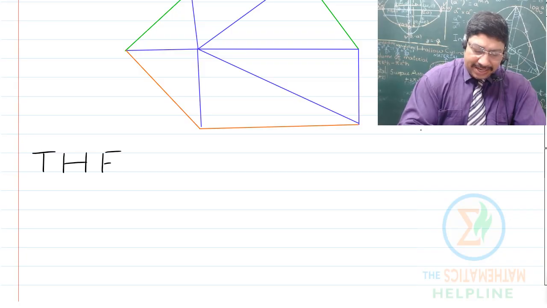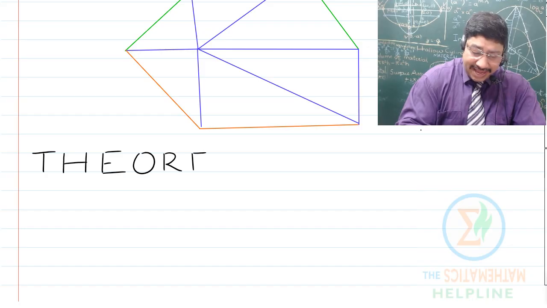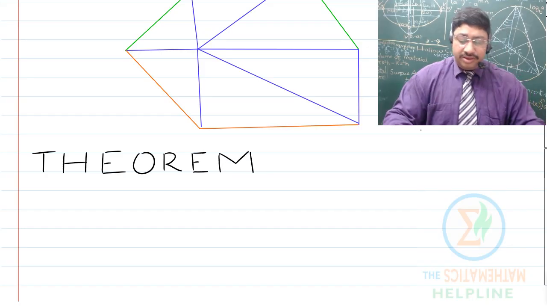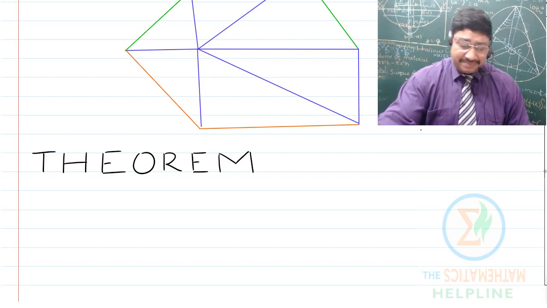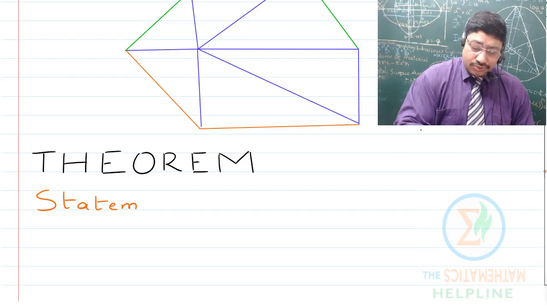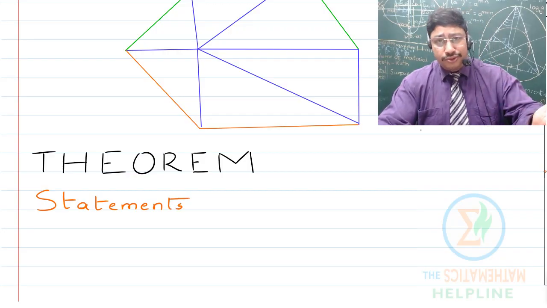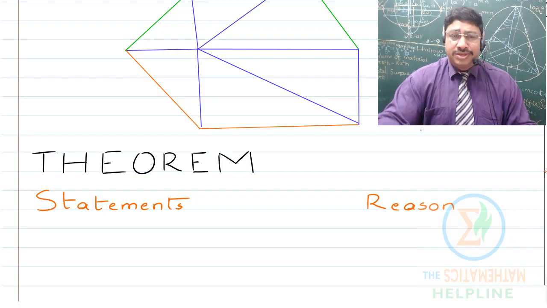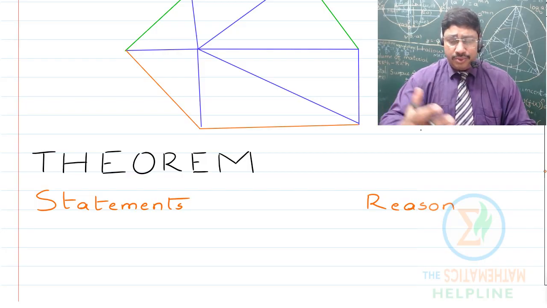Well, in a theorem, as you've seen in your books, we write some statements and then we have some reasons. So similarly, we are going to do here: on the left hand side, we'll be writing statements. Can you tell me what statements are? Statements are what you've done, or what you're going to do. And reasons are why you've done this. This is how you tend to prove a statement, which is the theorem.